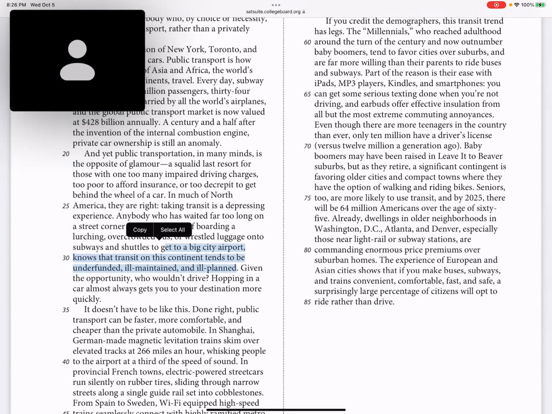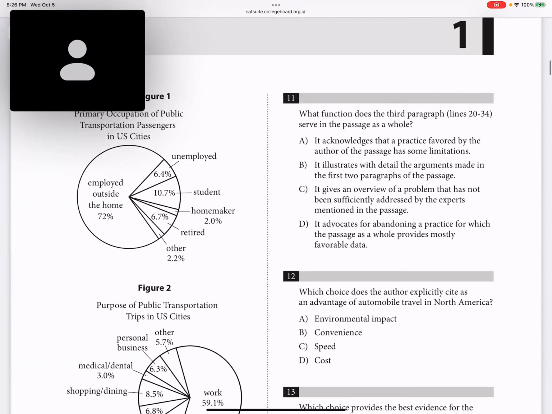So the point overall is that the issue isn't public transport here. It's just how it's done here, right? Because that's why they cite other places where it's more successful and more enjoyable. So let's revisit these. Are there any that we want to rule out, that for sure we just go, I don't think it's that, for these answer choices?